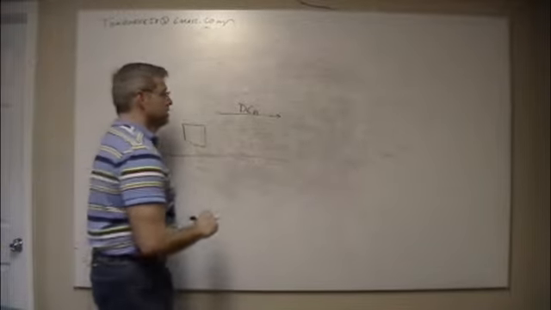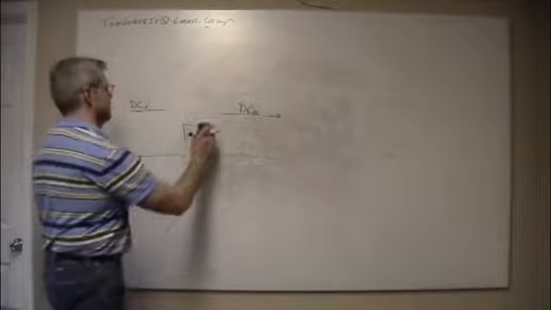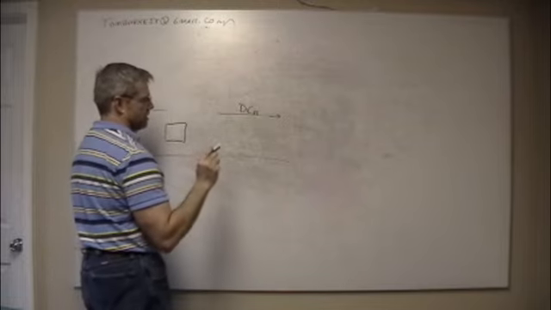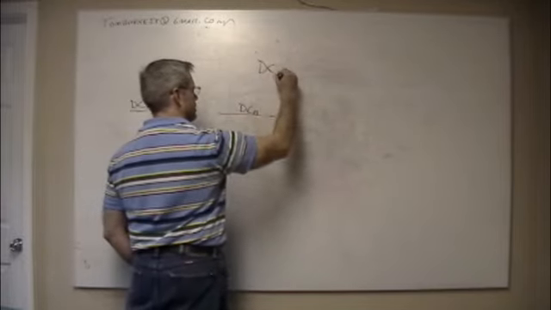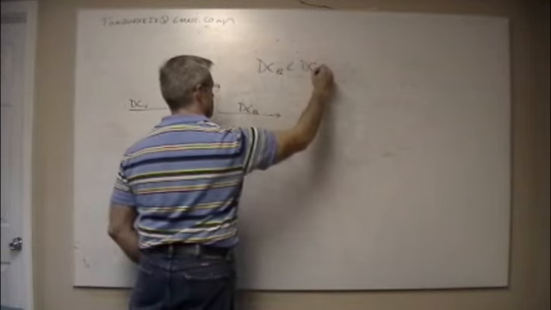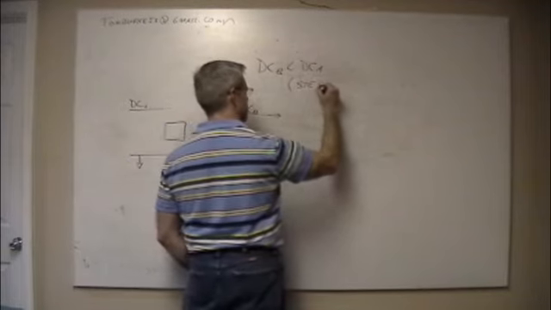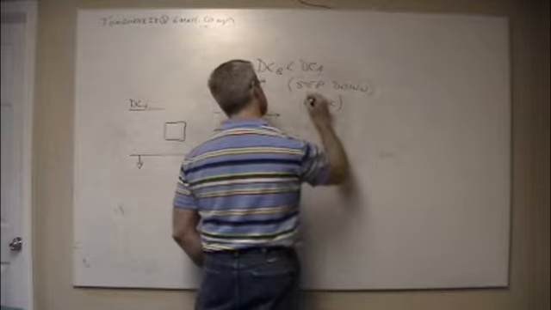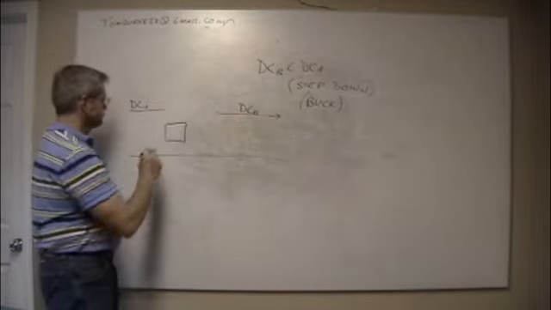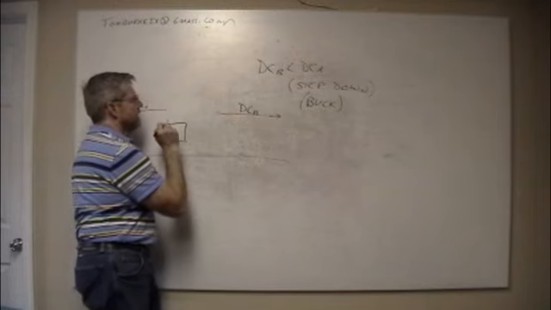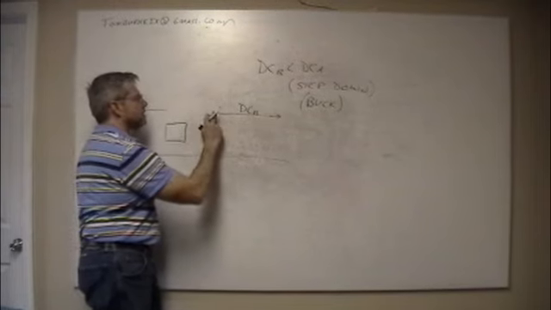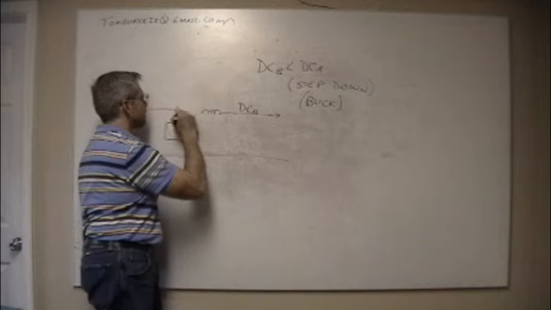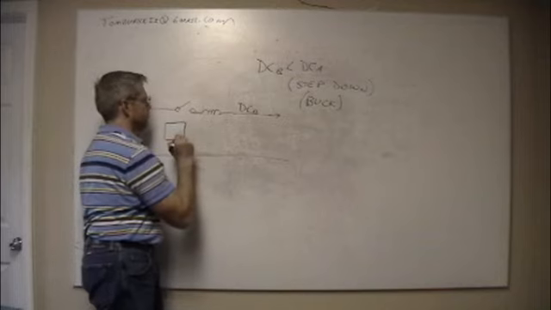Now, if DCB is less than DCA, it's a step down, a buck converter. I can do this.